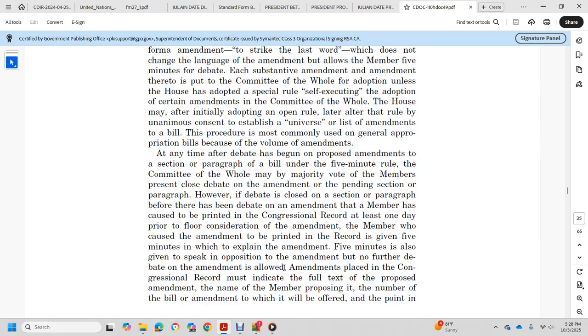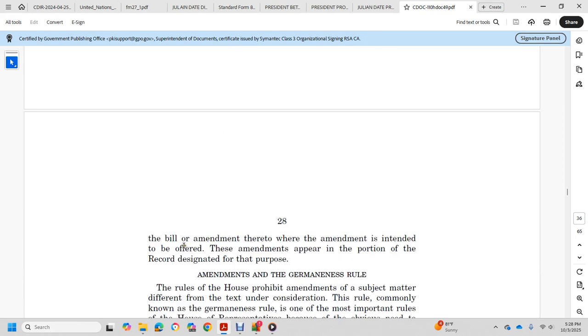The member who caused the amendment to be printed in the Record is given five minutes to explain the amendment. Five minutes is also given to speak in opposition to the amendment. No further debate on the amendment is allowed. Amendments placed in the Congressional Record must indicate the full text of the proposed amendment, the name of the member proposing it, the number of the bill, and the point in the bill where the amendment is intended to be offered.